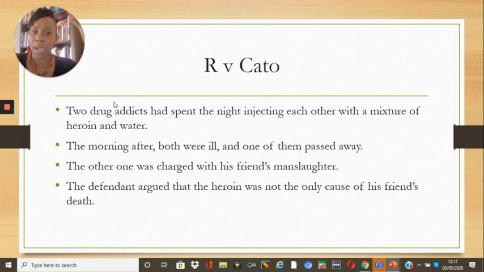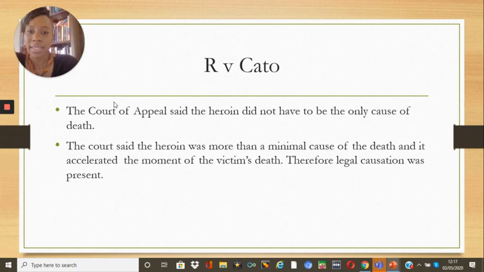And the defendant in this case, R v Cato, was telling the court, look, my action of injecting my friend with heroin was not the only cause of his death. So why am I being accused of manslaughter? And the Court of Appeal said, look, the heroin did not have to be the only cause of death. So they made that clear. What we're looking for, the Court of Appeal said, was whether or not the heroin was more than a minimal cause of the death, and that it accelerated the moment of the victim's death.